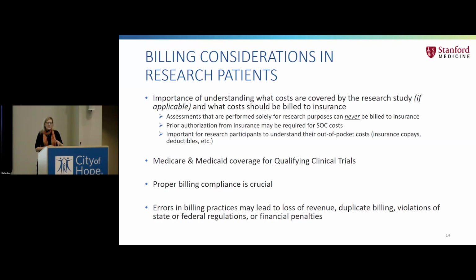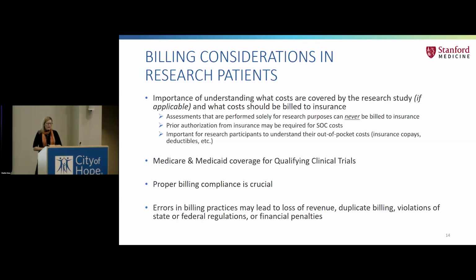But also important, there are certain things that are never going to be billed to insurance for patients that are on research studies. So anything that is done specifically for data and analysis that's not really used to guide clinical care is always going to be billed to the research study, such as research labs, and any investigational product or items related to the administration of that investigational product will not be billed to insurance. Those will be billed to the study budget.